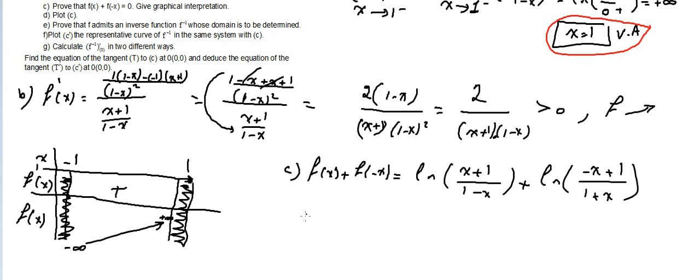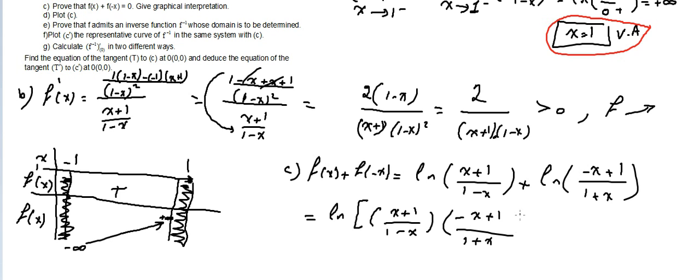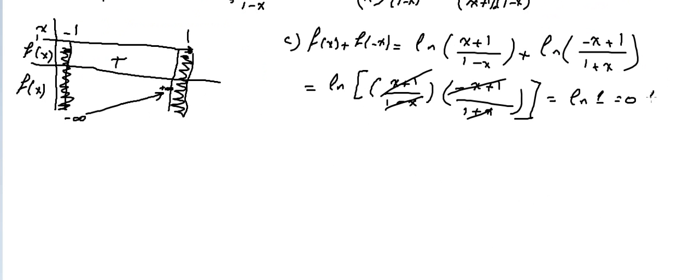Which is equal, simply, ln a plus ln b. It's a rule, it's a property; you can go to the videos about rules. It's ln of a times b. So it's ln of (x plus 1) over (1 minus x) multiplied with (minus x plus 1) over (1 plus x), which is (1 minus x) over (1 plus x). We simplify it and we get 1. It's ln 1, and the answer is 0. So it's correct, equal to 0. I proved it equals 0.